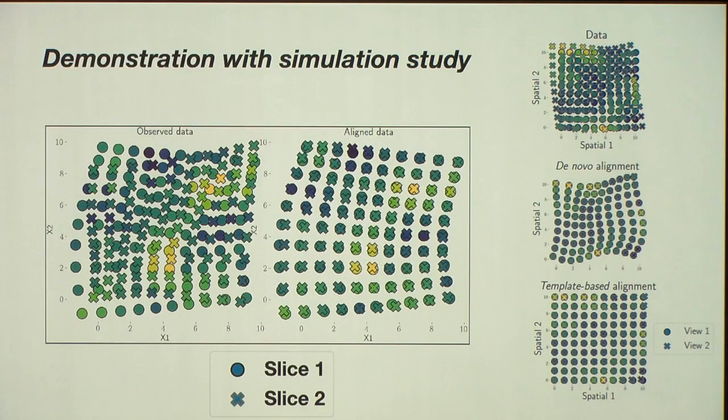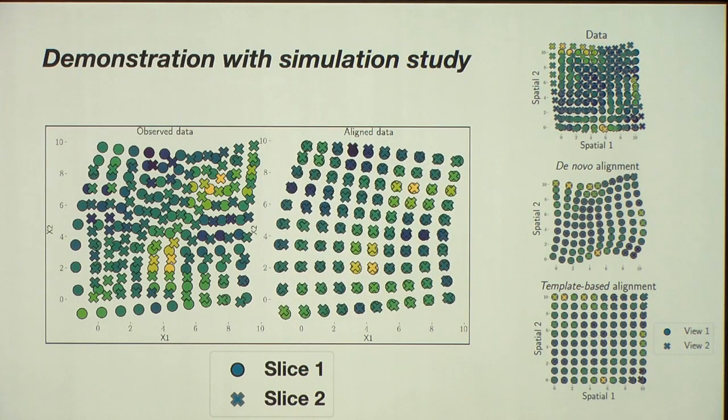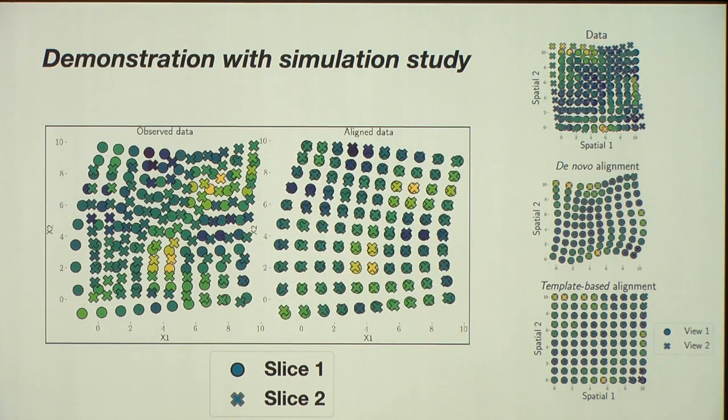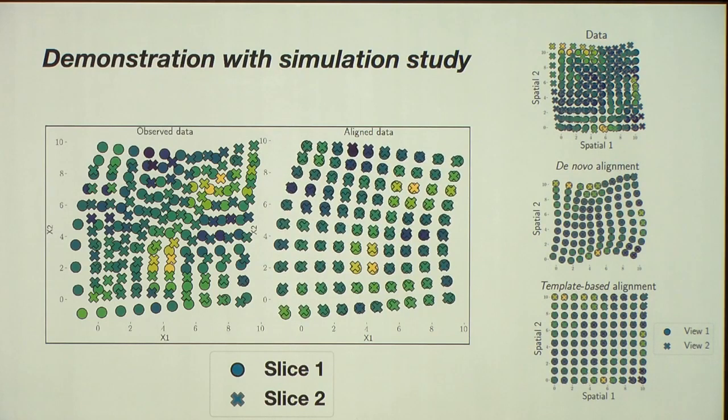To give a visual demonstration of how our model works in a simulation study, we applied it to this synthetic data set with two simulated tissue slices, where the two samples originally came from a grid of spatial locations but had distorted spatial coordinates. In these diagrams, each point corresponds to a spatial coordinate, and it's colored by a synthetic one-dimensional phenotype. In the animation, we can see that our model, GPSA, is aligning the spatial coordinates of points with similar phenotypes.